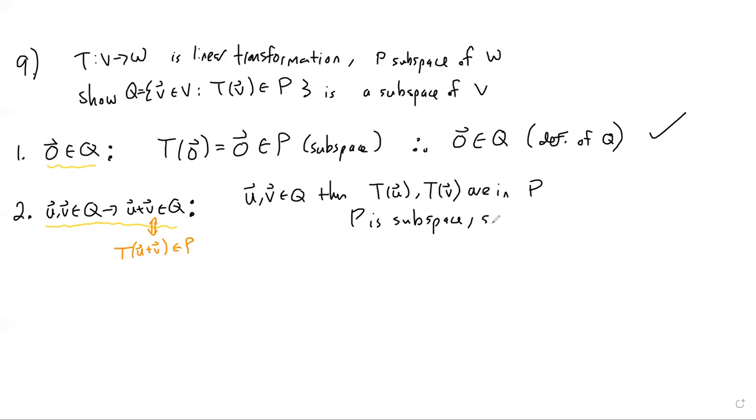So P is a subspace, so T of U plus T of V is in P. And then because T is a linear transformation, I can just mash that together into one T formula. Because these two things are equal, that must also be in P, because it's the same thing. And therefore, by the definition of Q, U plus V is in Q.